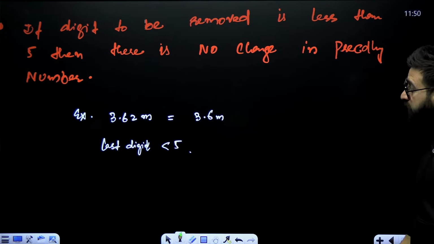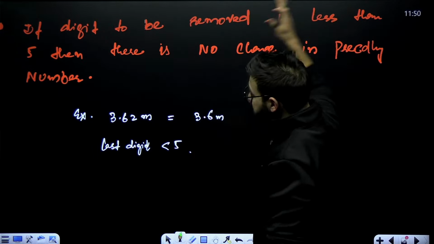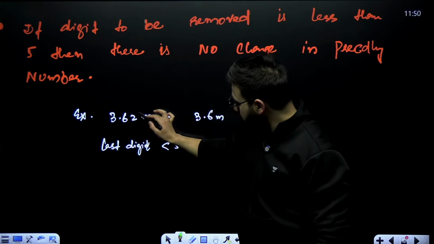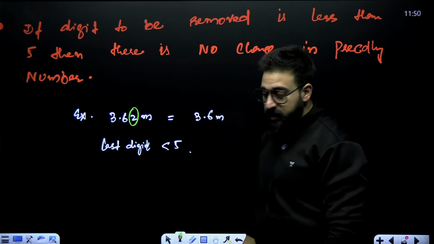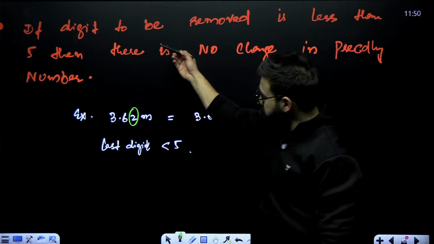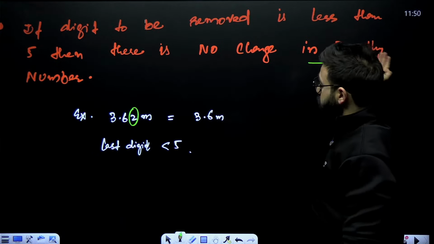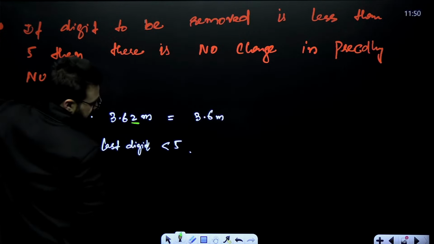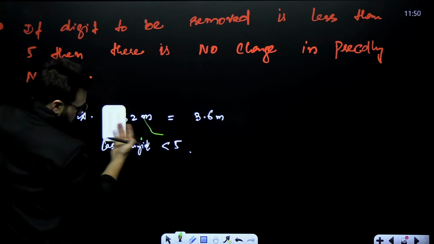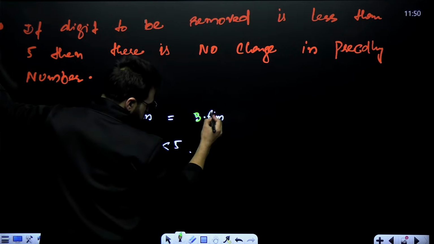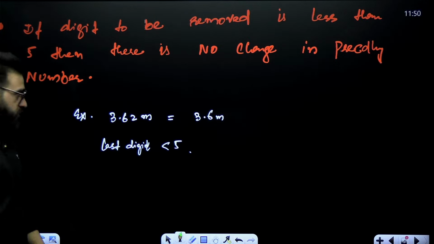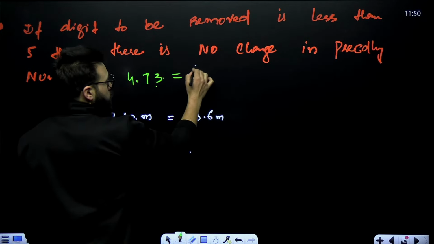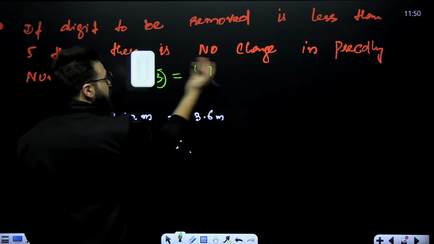Next. If the digit to be removed is less than 5, like 3.62, this is less than 5. Then there is no change in the previous number. 2 is less than 5, so the previous one will not be changed. So it will remain 3.6. If I say 4.73, it will be equal to 4.7. Why? Because this is less than 5.